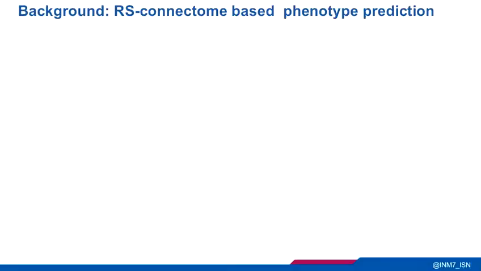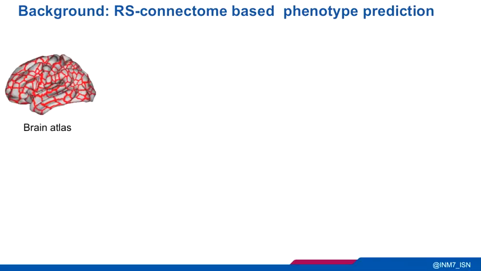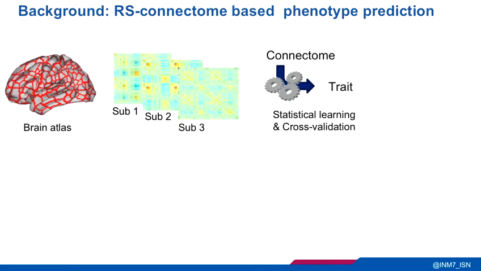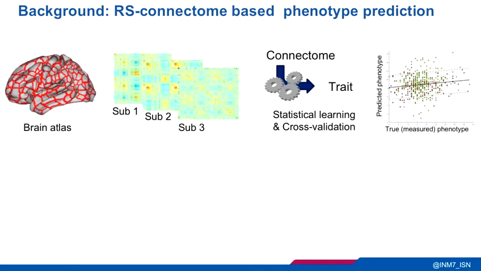Let's just give a little background on our idea: we tried to predict phenotypes from resting state data, and then we tried to extend that to movie data. The standard approach is that you have a brain parcellation or an atlas, then you extract the individual connectomes from that, submit that to a statistical learning procedure, and then evaluate whether you can actually predict the correct phenotype or not. Now, this has been used a lot.